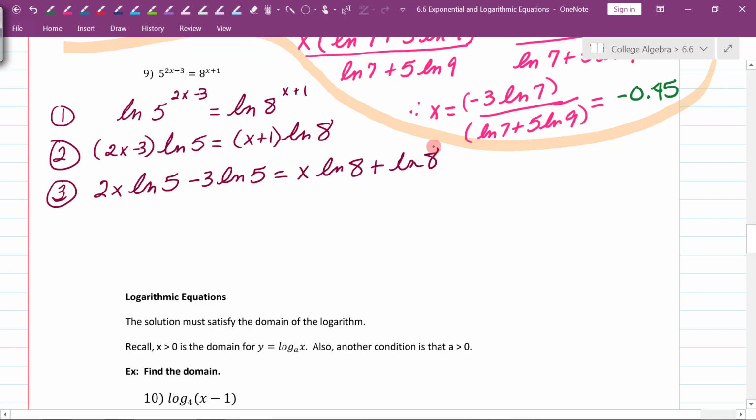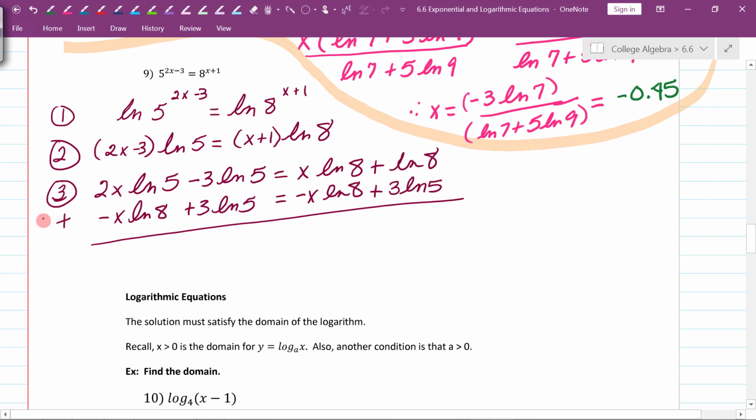Now we need to get all the x's on the left-hand side of this equal sign and everything else on the right-hand side. So I have an x over here. I need to bring it over here. I don't have an x here, so that's going to come over here. So we're going to subtract x natural log of 8 from both sides. I'm going to add 3 natural log of 5 to both sides. And I'm going to add going straight down.